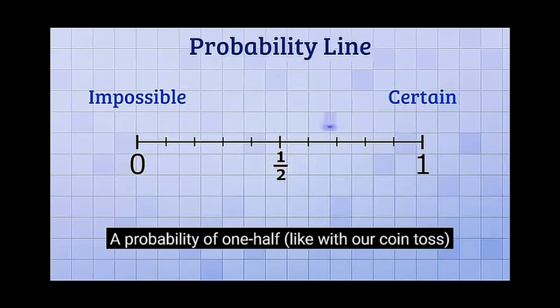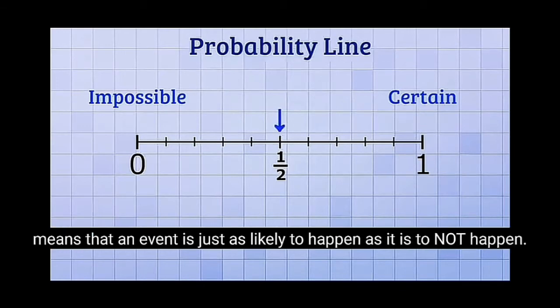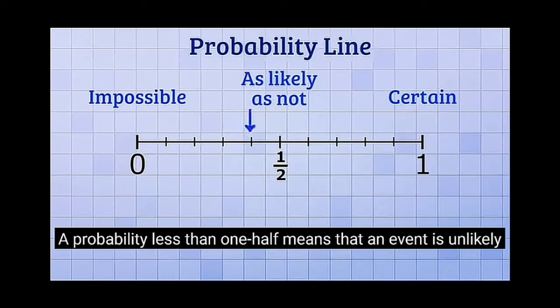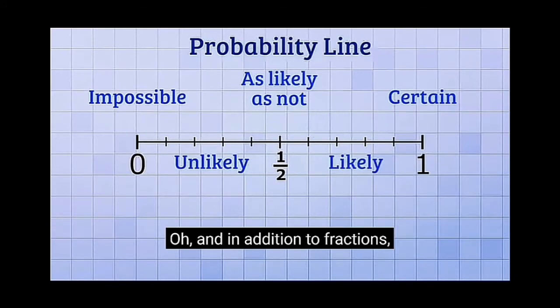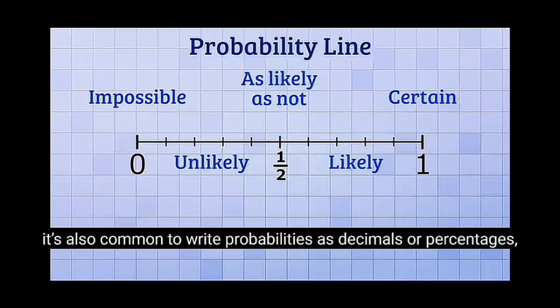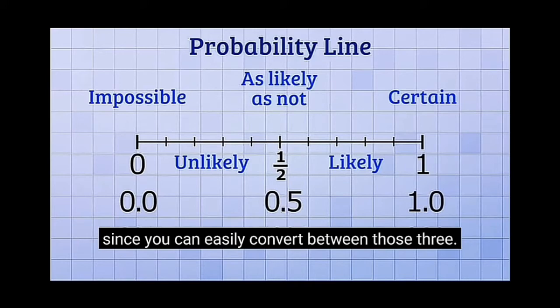A probability of 1/2, like with our coin toss, means that an event is just as likely to happen as it is to not happen. A probability less than 1/2 means that an event is unlikely, and a probability greater than 1/2 means that an event is likely. Oh, and in addition to fractions, it's also common to write probabilities as decimals or percentages, since you can easily convert between those three.